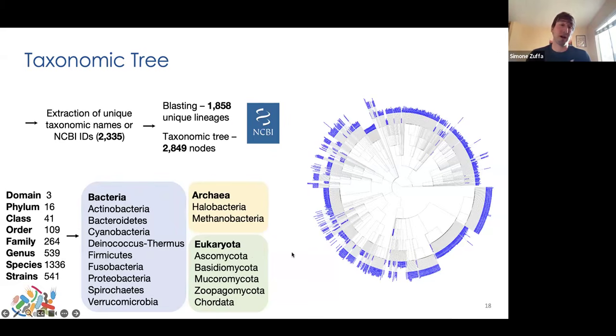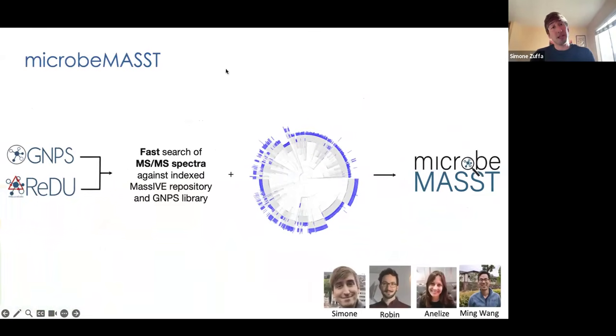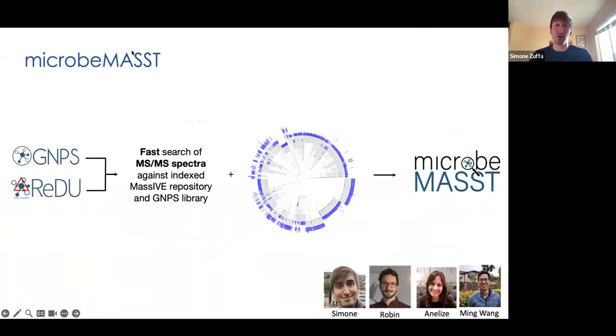And in our reference database, we have bacteria that were isolated from the environment and from the human microbiome. So we kind of cover most of the hot fields in the microbiome world. So basically that's it. MicroBMASST is a tool that allows you to quickly search an MS/MS spectrum of interest against an indexed reference database, and then allows you to visualize everything in an interactive taxonomy tree.